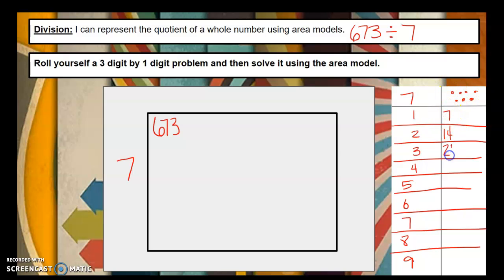14, 21, 28, 35. These are my multiples of 7. That's what these are called. 42, 49, 56, and 63. All right. So I'm looking at all my multiples of 7 for something that's close to 673. And I don't have anything close to that. So I'm going to make my chart 10 times larger, sticking the 0 on the end, multiplying everything by 10. And see if this helps me.